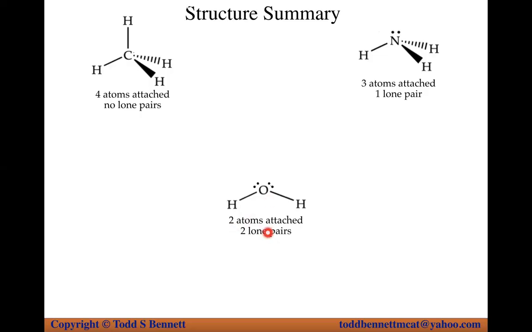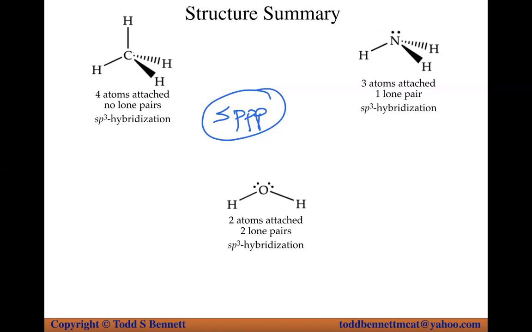When the steric number is 4, the sum of the bonds and lone pairs is 4, 4, and 4. That means I need 4 atomic orbitals to mix together to make a hybrid. So I need an s, a p, a p, and a p, meaning I need sp3 hybridization for every one of these structures. Okay, I'm going to go ahead and get rid of that drawing.